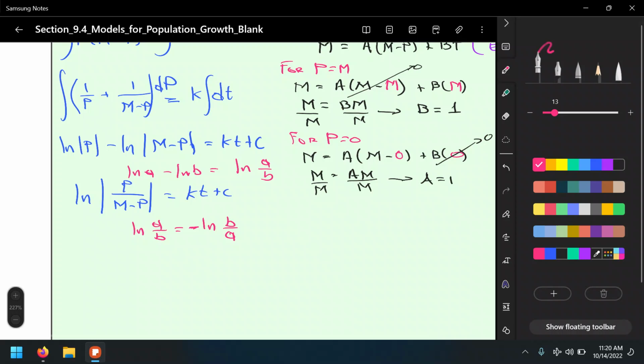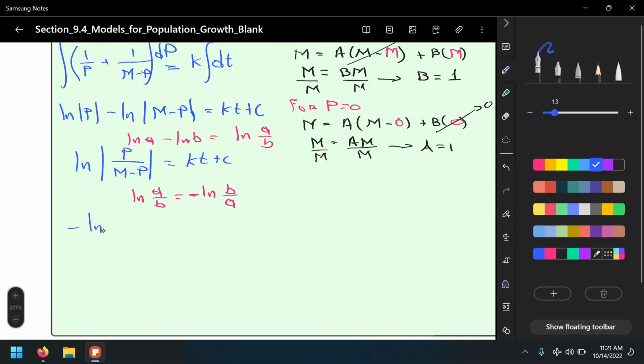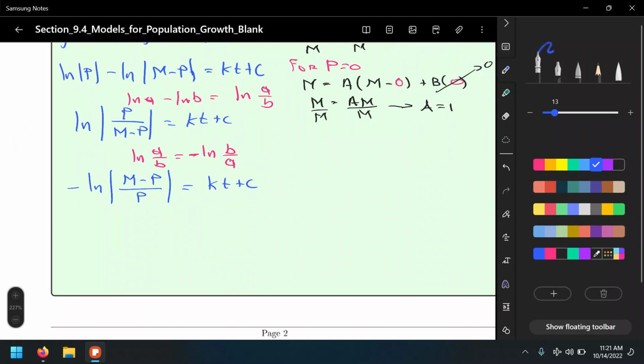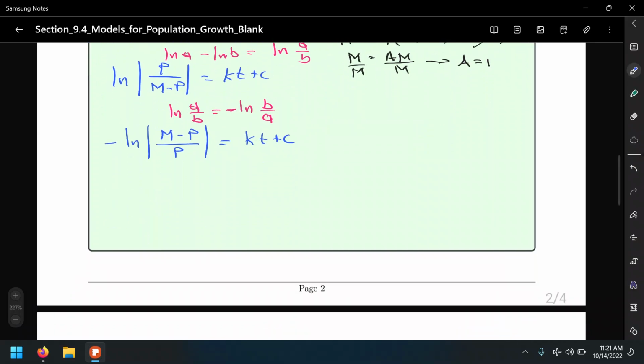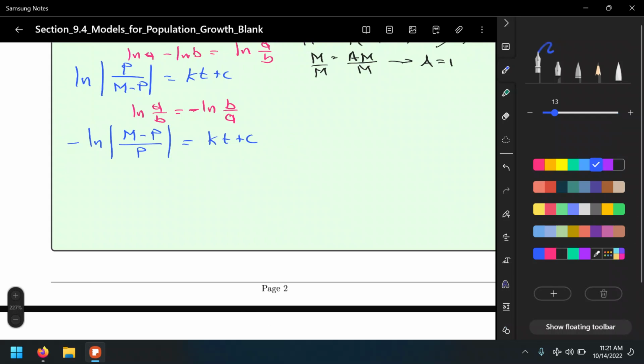Well, it may not be a property that they told you to memorize back in pre-calculus, but it's actually a result of manipulating these logarithmic expressions. And I'm going to write a negative ln of m minus p over p equals kt plus c. Now trust me, this one is going to be a lot more friendly to go about if we treat it this way. So let's multiply or divide by -1 so we can keep solving for p.